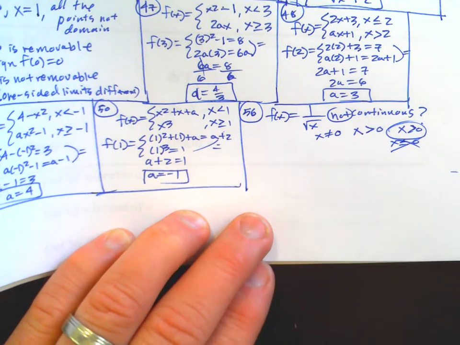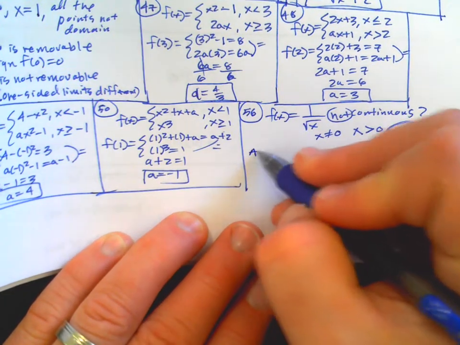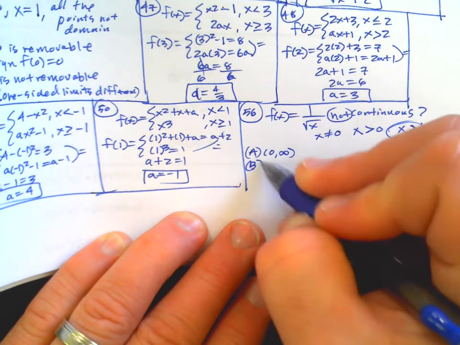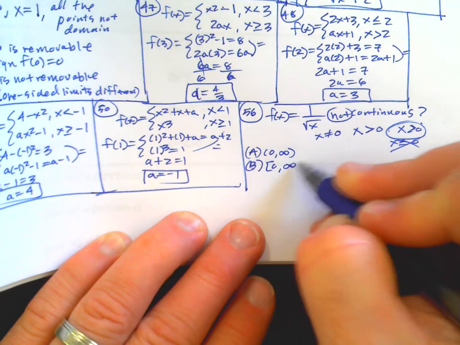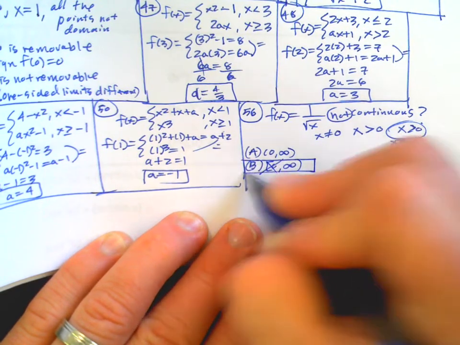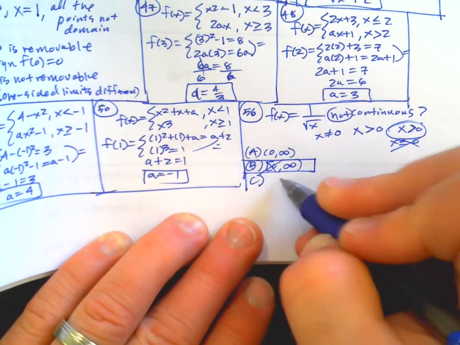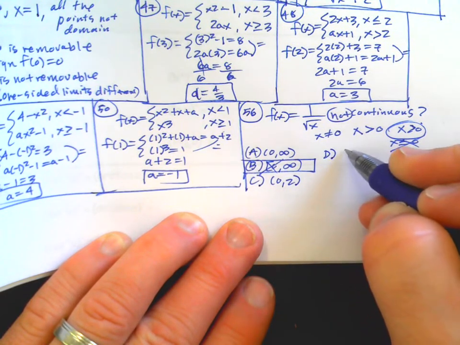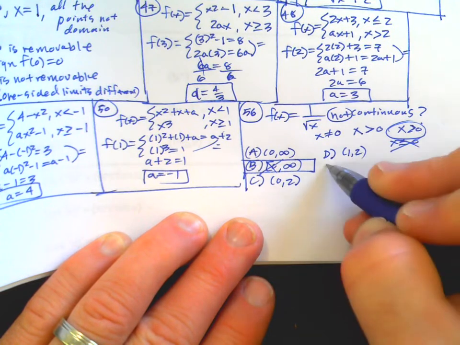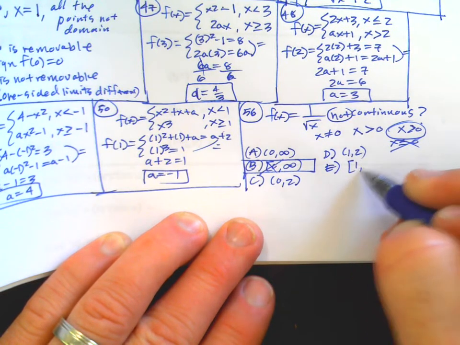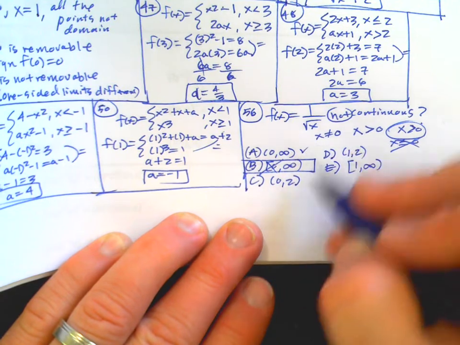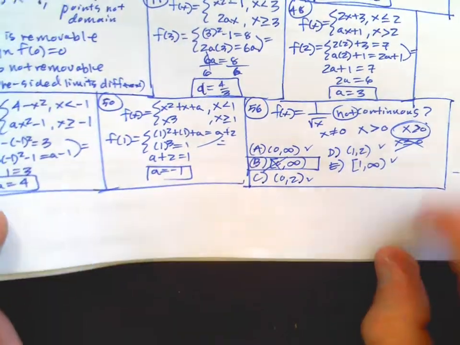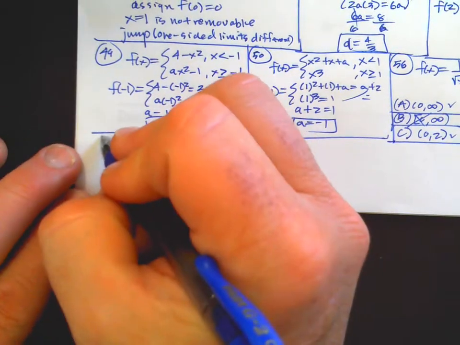So look at the options. A says 0 to infinity. Well, that's fine. B says 0 to infinity, including 0. No, that's not fine. So this is probably your answer. C says 0 to 2. Well, it is continuous on 0 to 2. D says 1 to 2. Well, it is continuous on 1 to 2. E says 1 to infinity inclusive. Well, it is continuous on all those. So pick the one that violates the rules.